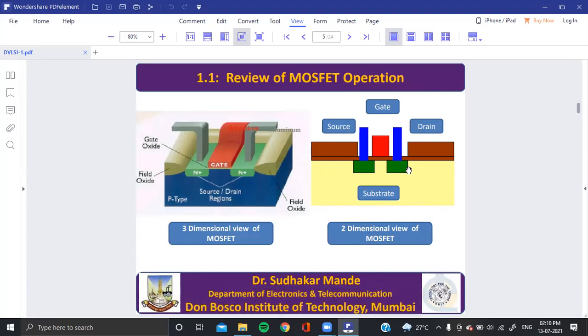In the substrate there are two regions. There are two types of MOSFET: one is N channel, another is P channel. In an N channel MOSFET, the substrate is P type. The N type regions are the source region and the drain region. These blue ones are contacts, and this red is the gate. This is a very thin gate oxide, whereas this is the thick field oxide, which isolates one transistor from another transistor. This is the two-dimensional cross-sectional view, and this is the three-dimensional view.